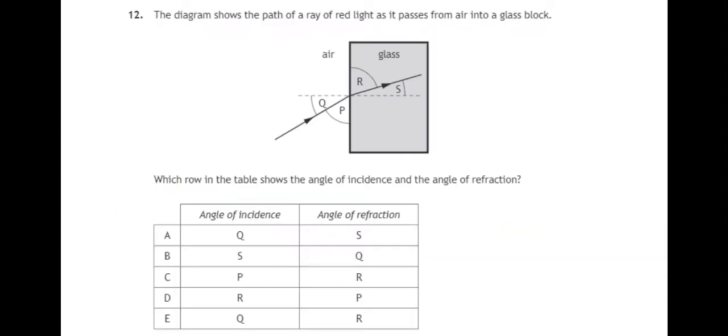Number 12. The diagram shows the path of a ray of red light as it passes from air into a glass block. Which row in the table shows the angle of incidence and angle of refraction? Well, the angle of incidence is the incoming ray, so the angle between the incoming light ray and the normal, the dashed line, is that one. The angle of refraction is the angle between the refracted ray and the normal, which is that one. So angle of incidence is Q, angle of refraction is S. So the answer is A.